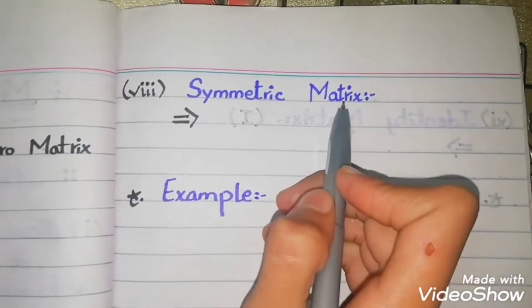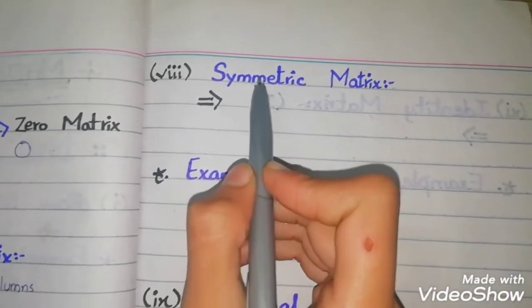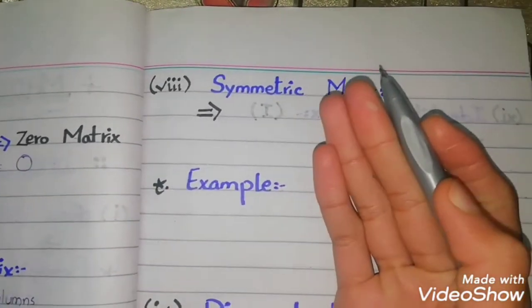Symmetric matrix. A matrix is called symmetric if it is equal to its transpose.